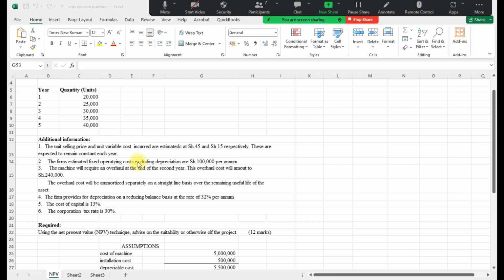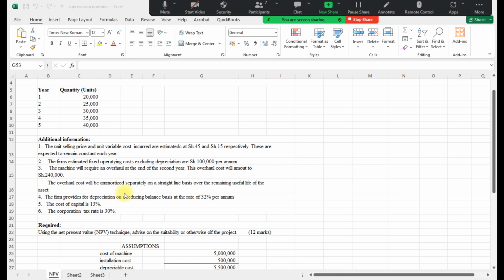Additional information: the unit selling price and unit variable cost are estimated at 45 and 15 each respectively. These are expected to remain constant each year. The firm estimated fixed operating costs excluding depreciation is 100,000 per annum. The machine will require an overhaul at the end of the second year. This overhaul cost will amount to 240 million.